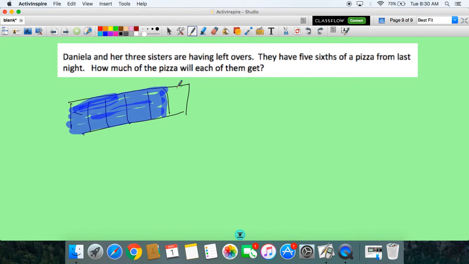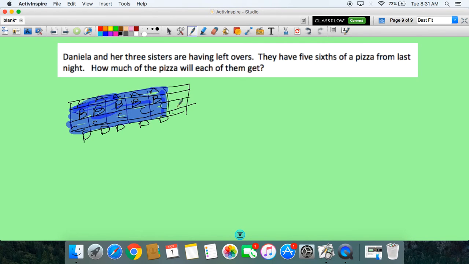And then when I divide it among how many people? Well, Danielle and 3 sisters, that makes it 4 people. We have 5 pieces and 4 people. Oops, let me try again. This top layer goes to 1 person. Second layer goes to another person. Third and fourth. So this goes to person A. This goes to person B. That's C. And the last layer at the bottom is D.